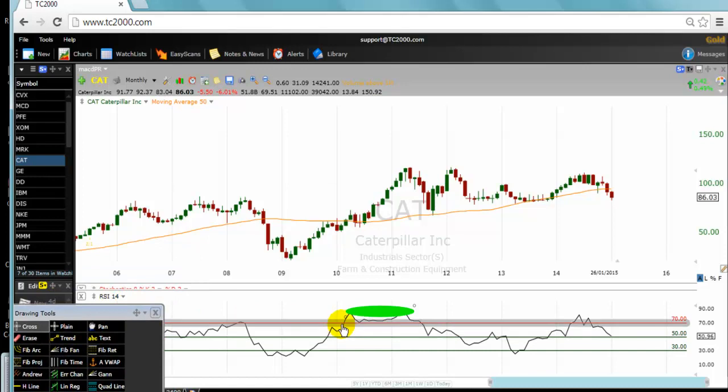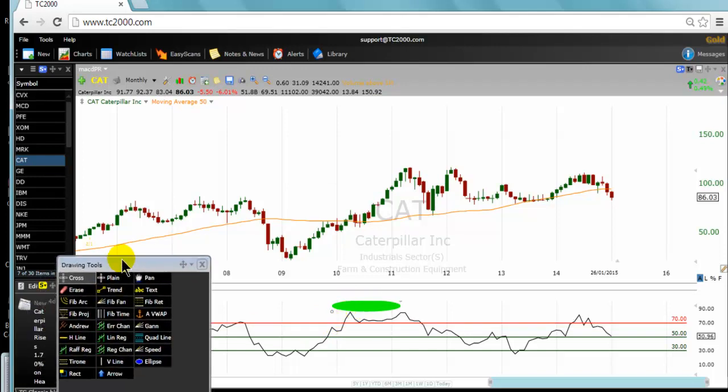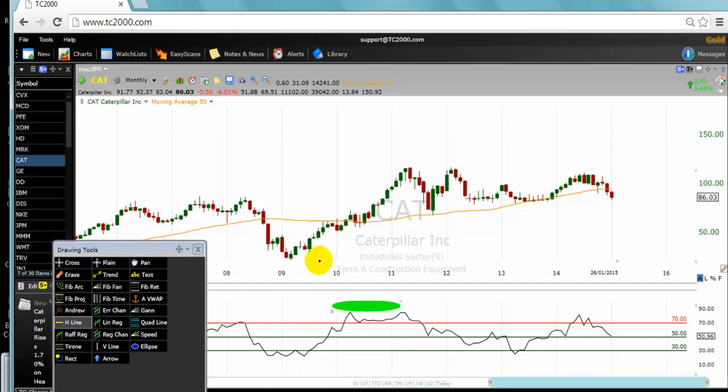Okay, so here we see that the RSI is overbought. You can see that it became overbought for the first time here, right here. So how do we handle it? So it became overbought for the first time. Okay, I will draw a warning line there. This is my warning line.